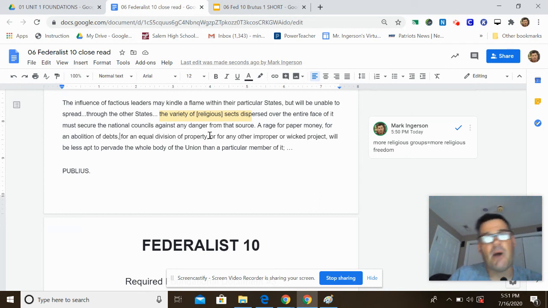So the bottom line here is this: if a lot of groups exist, and by having a large republic with a lot of states you end up with a lot of groups, then no one group is going to be able to ruin the rights of other people. So more groups fighting, we call this pluralism, means the less likely any one group is going to violate the rights of somebody else. All right, great.